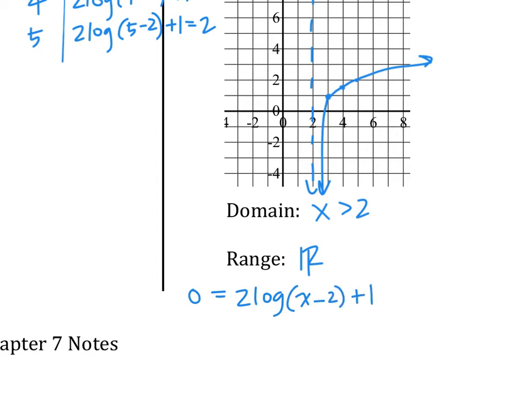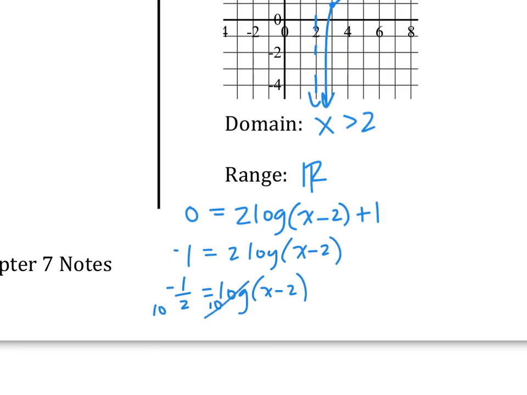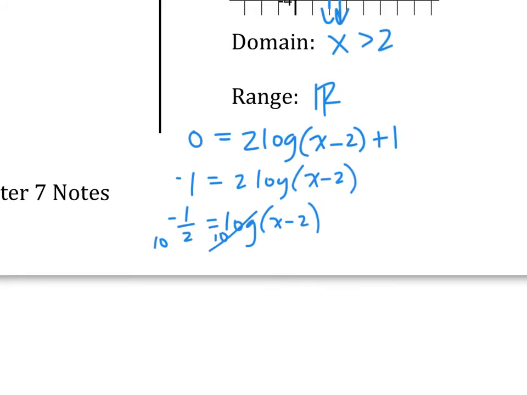How do I solve this? Minus 1. Divide by 2. Oops. Now what? Yes, raised by 10. So kind of goes back to our lesson, right? So 10 to the negative 1/2. 1 over square root 10.